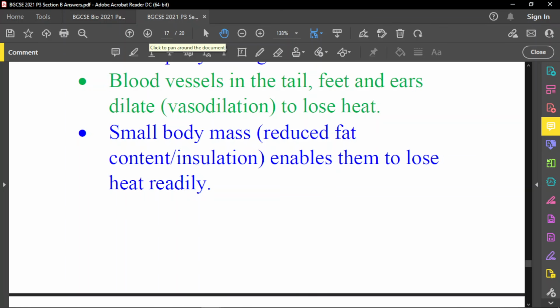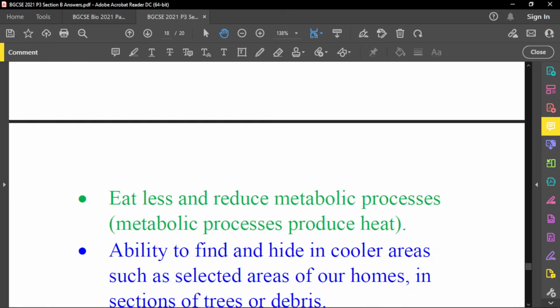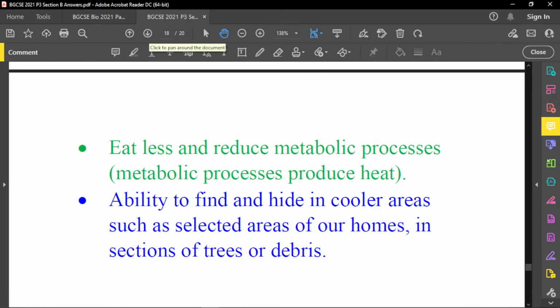All right, so you have a reduced fat as well. So in their bodies, they don't have much fat to keep them warm. All right, so they tend to lose heat during warmer temperatures because you have less fat content during those times. Also, another important point is that they eat less and reduce metabolic processes.